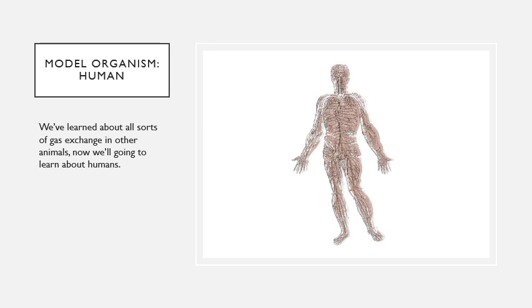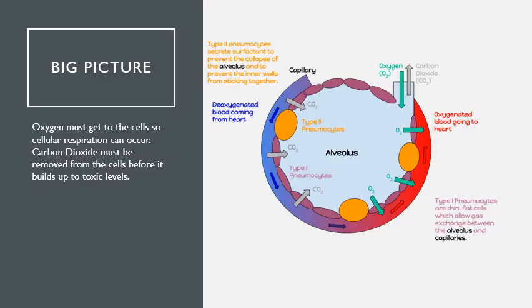So we've learned about gas exchange in other animals. We've learned about diffusion across a flatworm. We've learned about the spiracles and insects taking in gases. But now we're going to really focus in on the human. The big picture is take oxygen in, get it to your cells. Your cells are going to use the oxygen, and they're going to remove carbon dioxide. That's got to happen before the carbon dioxide builds up to toxic levels.